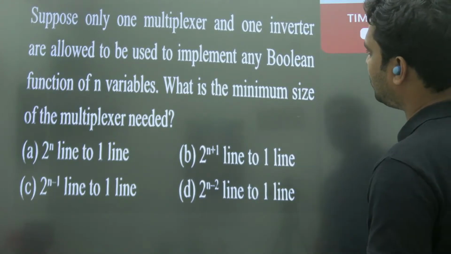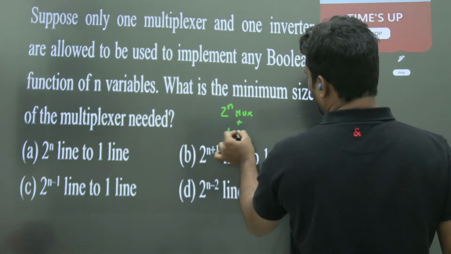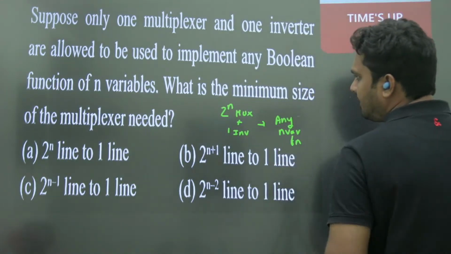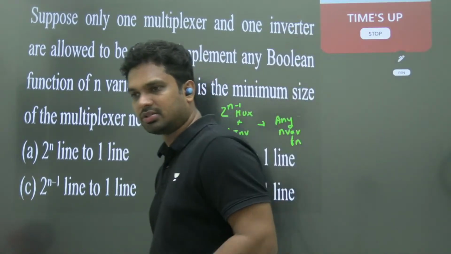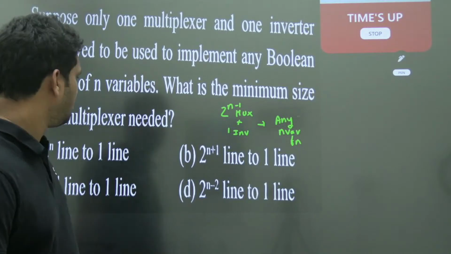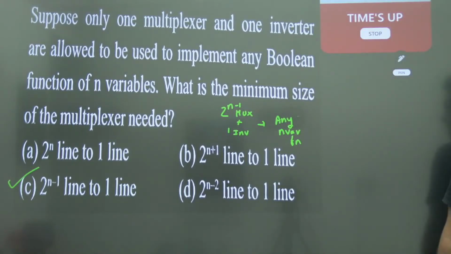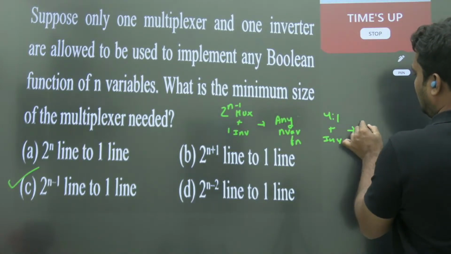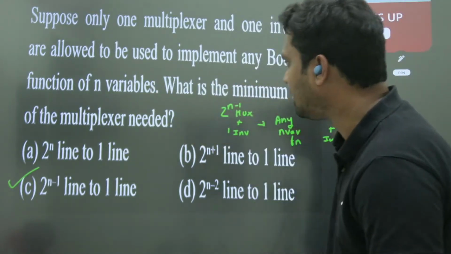Suppose only one multiplexer and one inverter is allowed. If we have 2 power n minus 1 mux plus one inverter, you can implement any n variable function. Suppose 2 power 2, a 4 by 1 mux, and an inverter are there, you can implement any 3 variable function. The same way, 2 power n minus 1 mux, say 4 by 1 plus inverter, any three variable. Right. This is what we discussed in the regular class already.